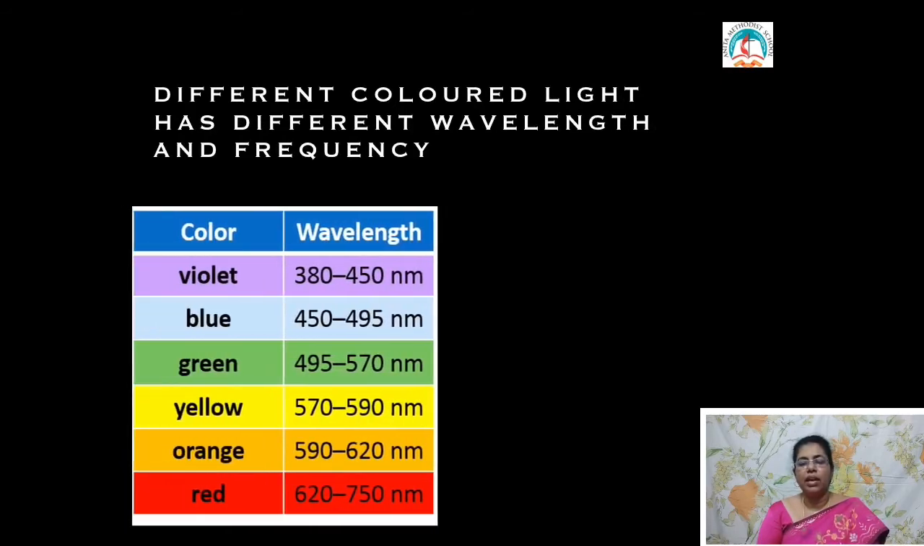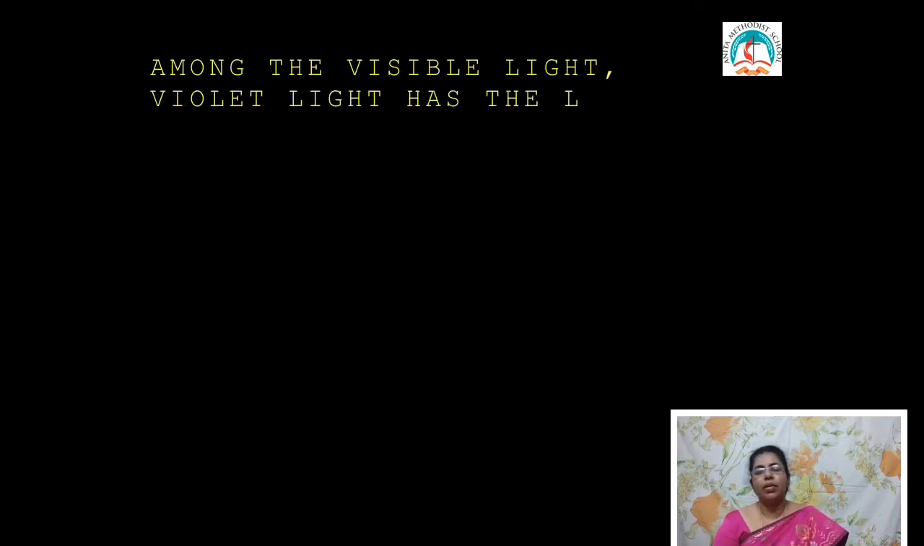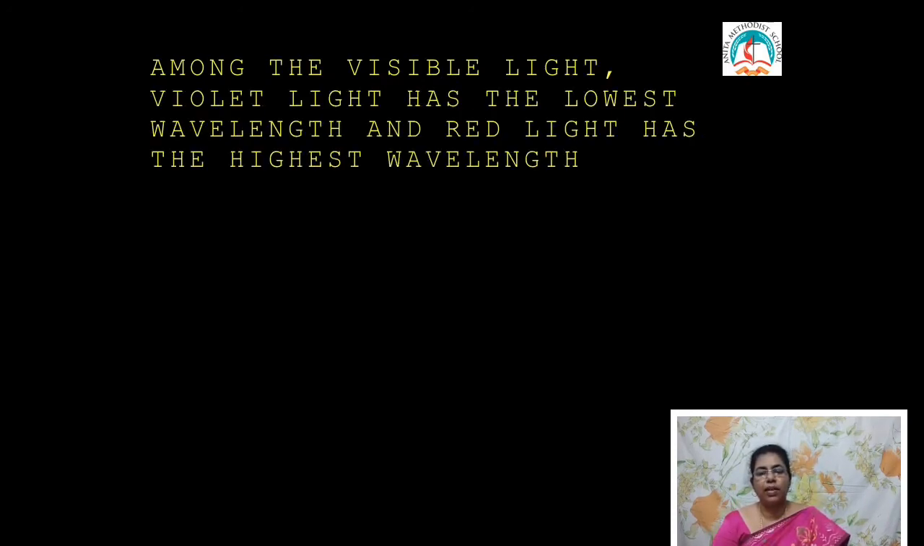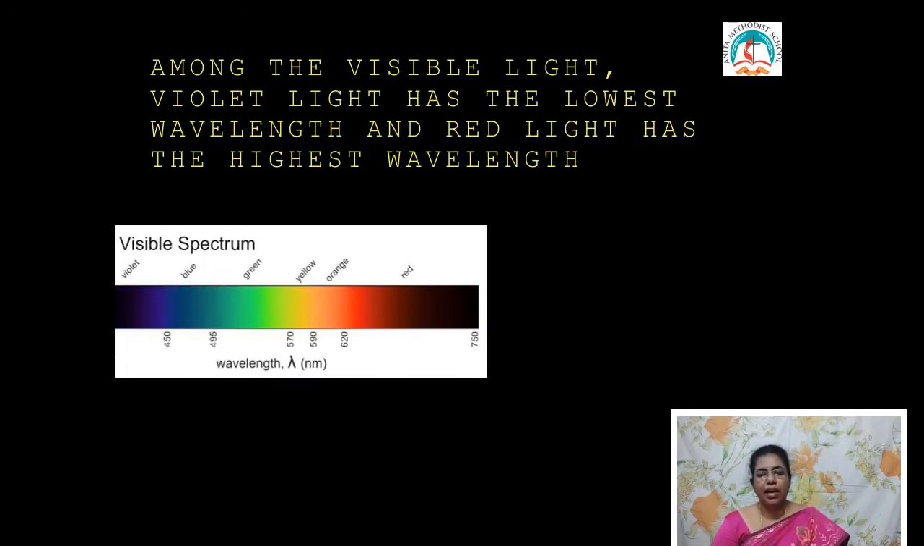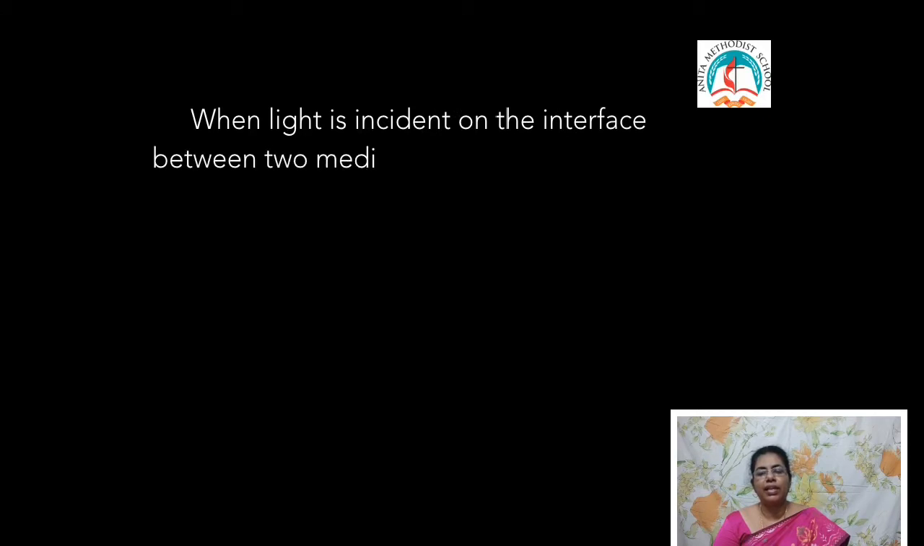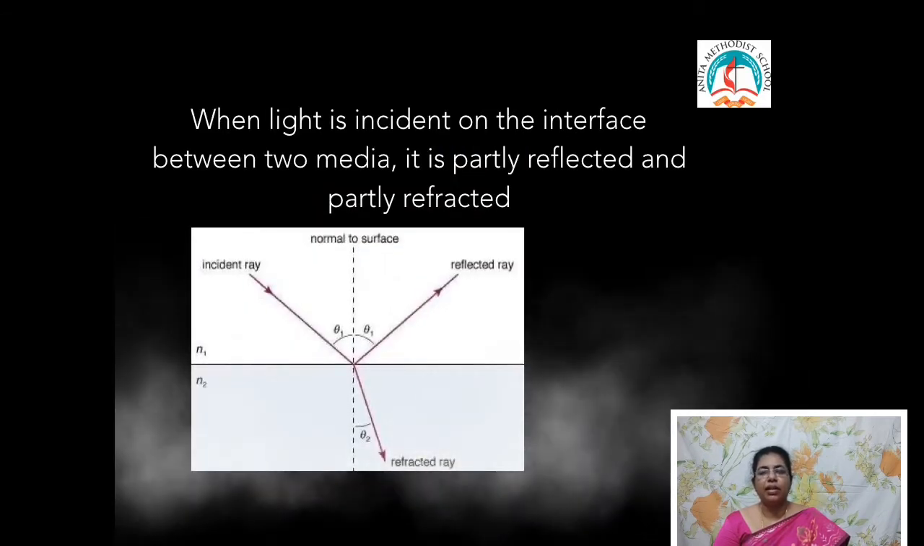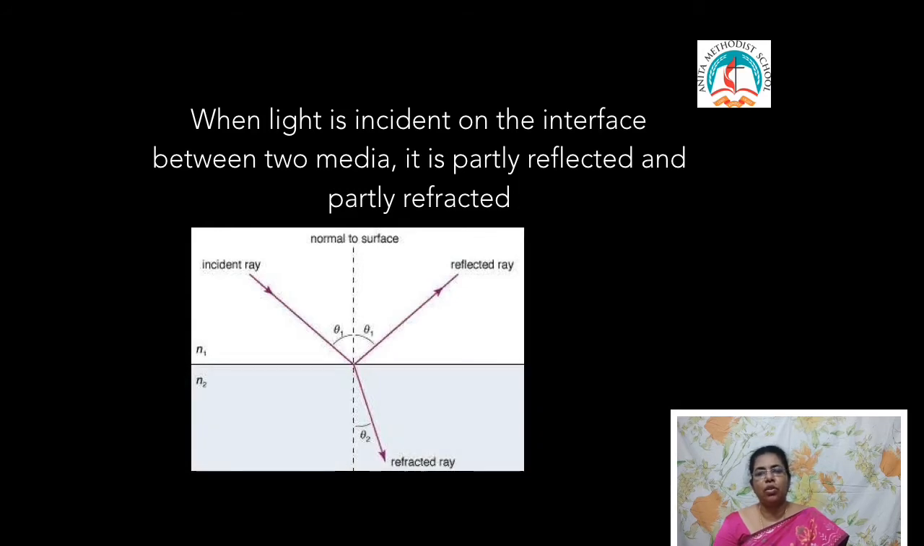Now different color light has different wavelength and frequency. Can you see here? Each color has a different wavelength. Among the visible light, violet light has the lowest wavelength and red light has the highest wavelength. When light travels from one medium to another medium, part of the light is reflected and part of the light is refracted. Now let's see the refraction of light.